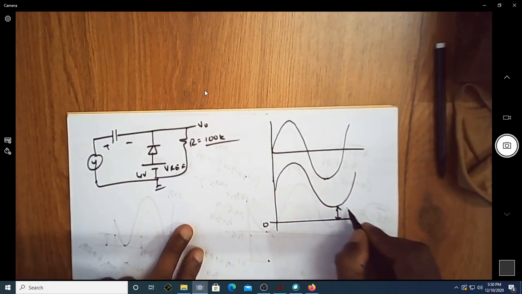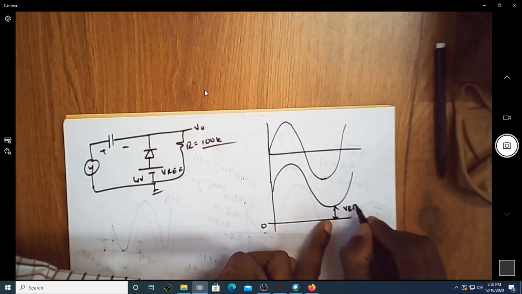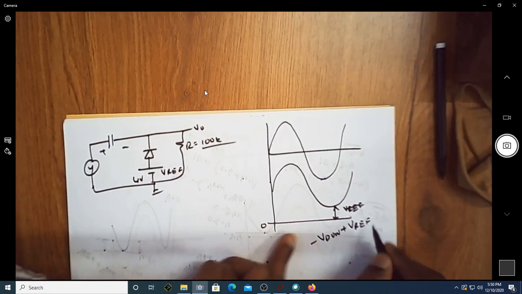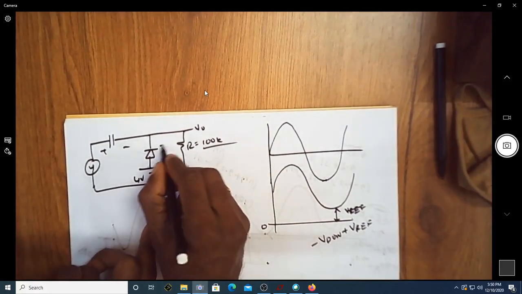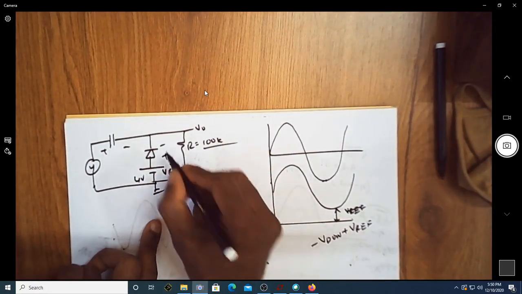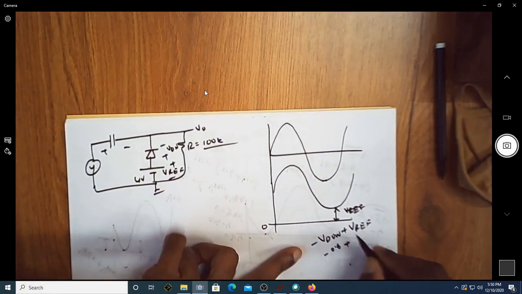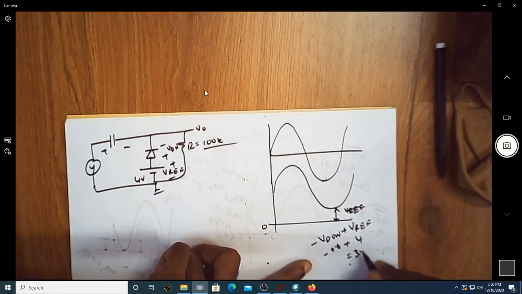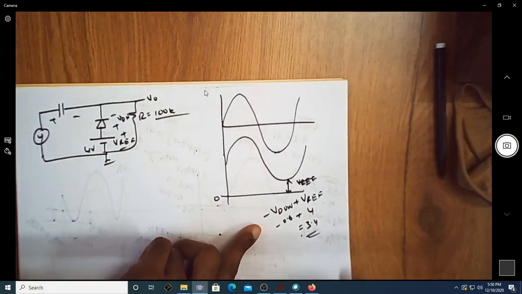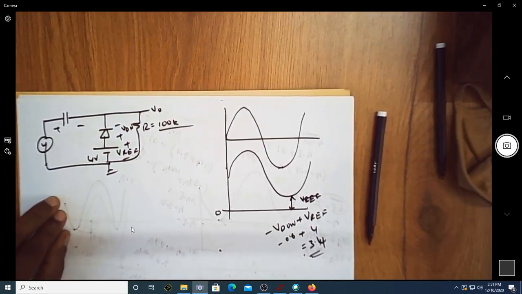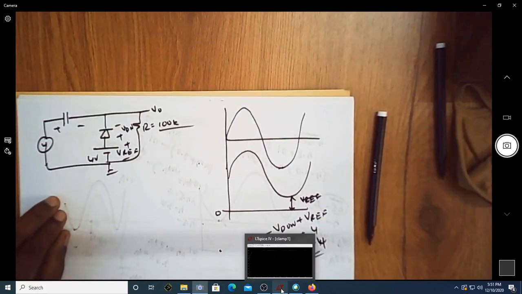This voltage is now V reference, minus VD on plus V reference, because it is minus VD on. Suppose it is minus 0.6, and the reference is 4 volt, this will be clamped to 3.4 volts. It will be clamped to 3.4 volt. Let me go back to simulation and try to see what is the voltage there.